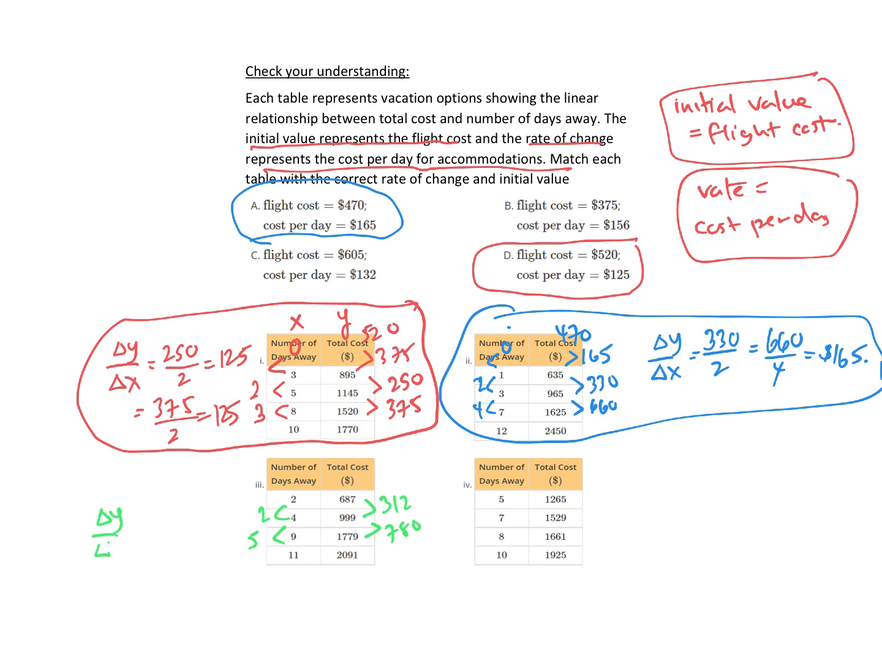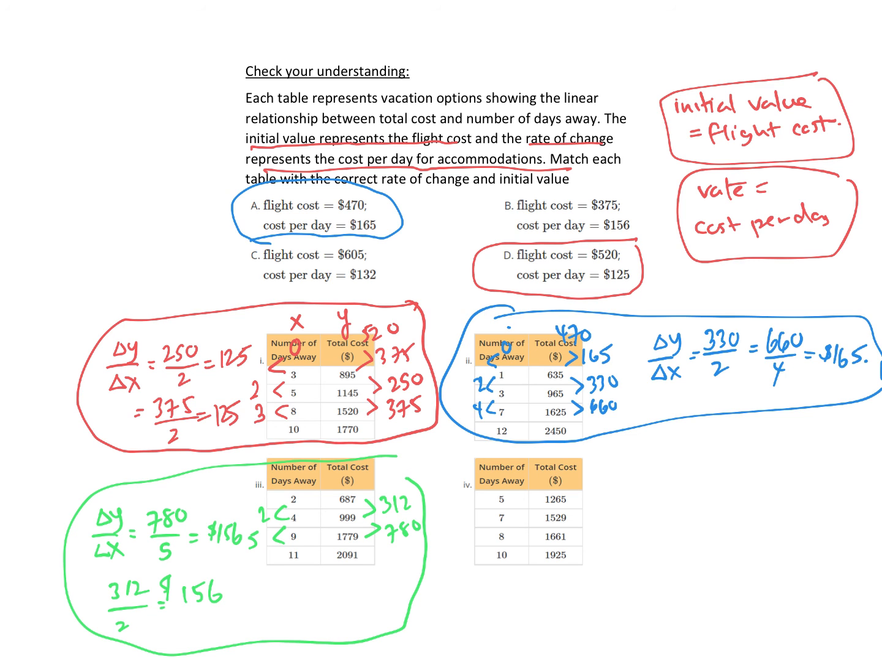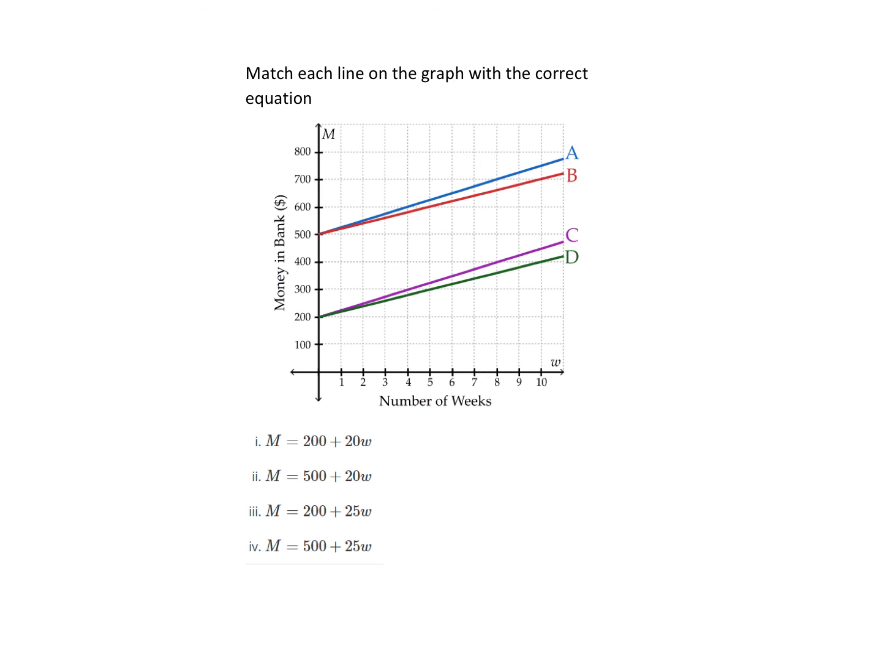So delta y over delta x is 780 for 5 days, which is 156 per day, or 312 for 2 days, which is also 156. So this rate of change is 156, which goes with this one. And then by process of elimination, that last table would go with C. So you want to look at the rate of change. How is the y changing compared to the x?